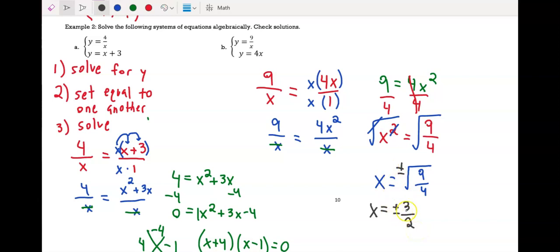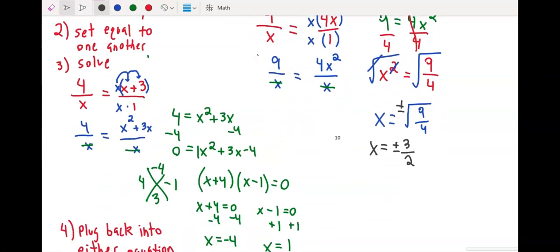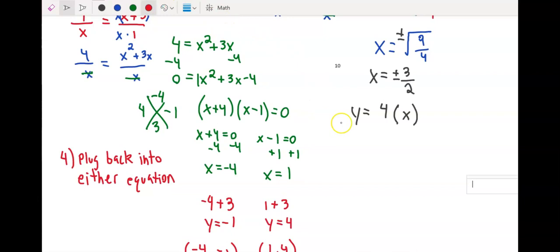And now I have to take both of those solutions and plug them into one of these equations, which to me, I think this 4 times x is a little bit easier. So I'm going to use that y is equal to 4 times x. So remember, we have x is equal to a positive 3 over 2. So then I would just do 4 times that positive 3 over 2. 4 times 3 over 2, if you plug that into your calculator, should give you 6 as your y value. So then my first solution would be the point 3 over 2 comma 6.